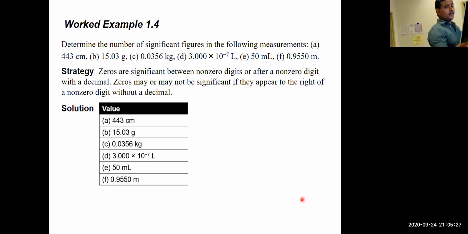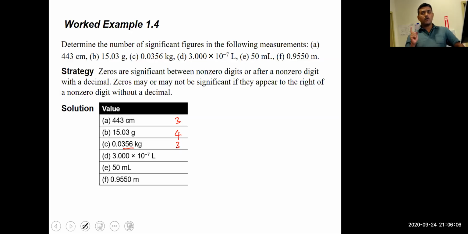For A, you should follow rule 1, which says all non-zero digits are significant, so you should have 3 significant figures. For problem B, you should use rule number 2, where it says a 0 between 2 non-zero digits is always significant, so you should have 4 significant figures here. And for C, you should use rule number 3, which says that if you have zeros in front of a number, those zeros are not significant because they are not contributing to the measurement. So you should have only 3 significant figures here.